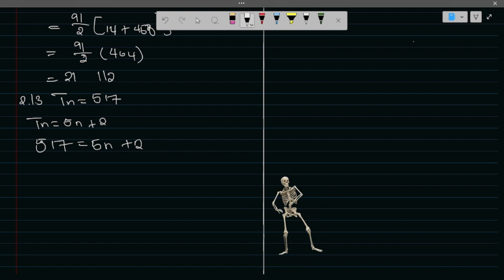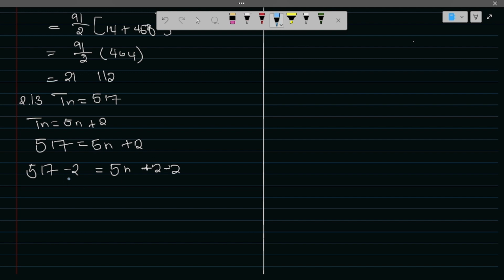Why do we put 517 for Tn? Because it's a value that you were already given. Now what you do is solve the equation. So it's going to be 517 minus 2 is equal to 5n plus 2 minus 2. You're trying to get rid of this constant 2, so what you do on the left is what you do on the right. This 2 jumps over the equal sign.